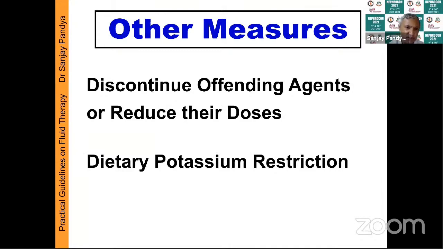Now, don't forget that if the patient is taking potassium sparing diuretics, receiving ARBs, ACE inhibitors, or NSAIDs, then discontinue the offending agent, or if not possible, reduce their doses and go ahead. Dietary restriction of potassium is very, very important. This is in a nutshell how we manage a patient of hyperkalemia.